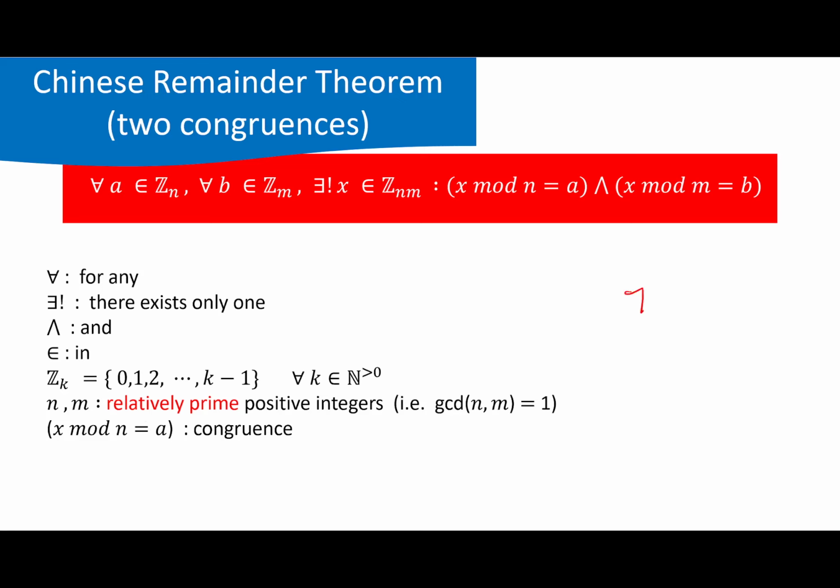So for instance, 7 and 4 are relatively prime, okay? You can have 8 and 9 are relatively prime, even though none of them is prime. This is not a prime number, this is not a prime number, but both of them here are relatively prime. Their GCD, their greatest common divisor, is 1. And x mod n equals A is the congruence. Okay, so we're saying that there's one solution to this system.